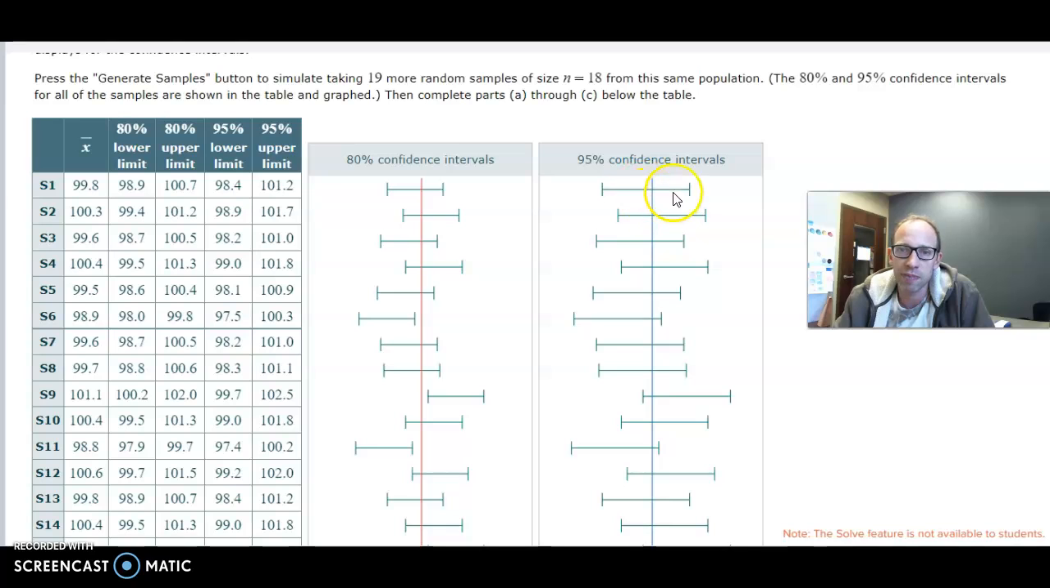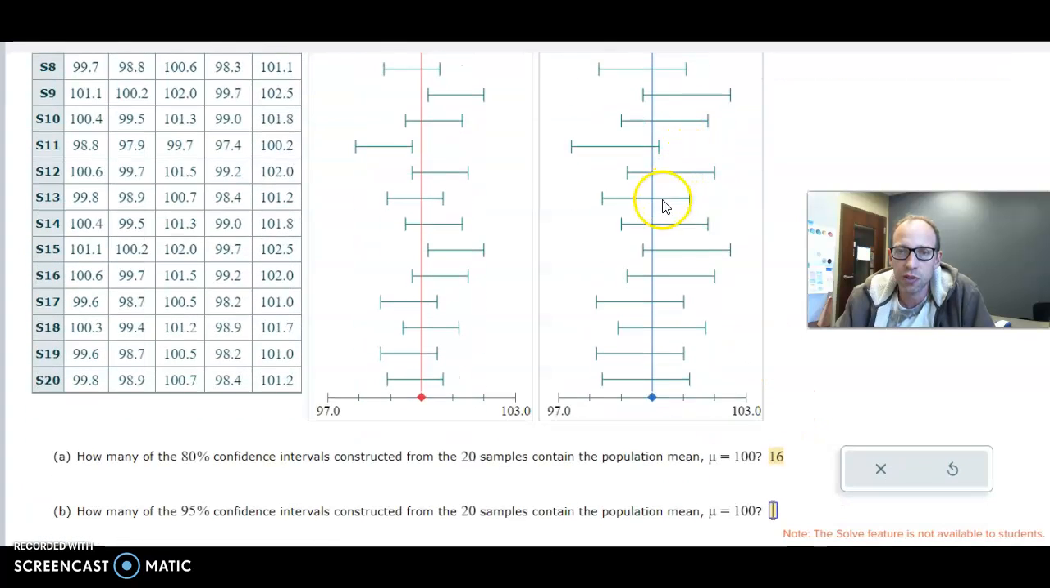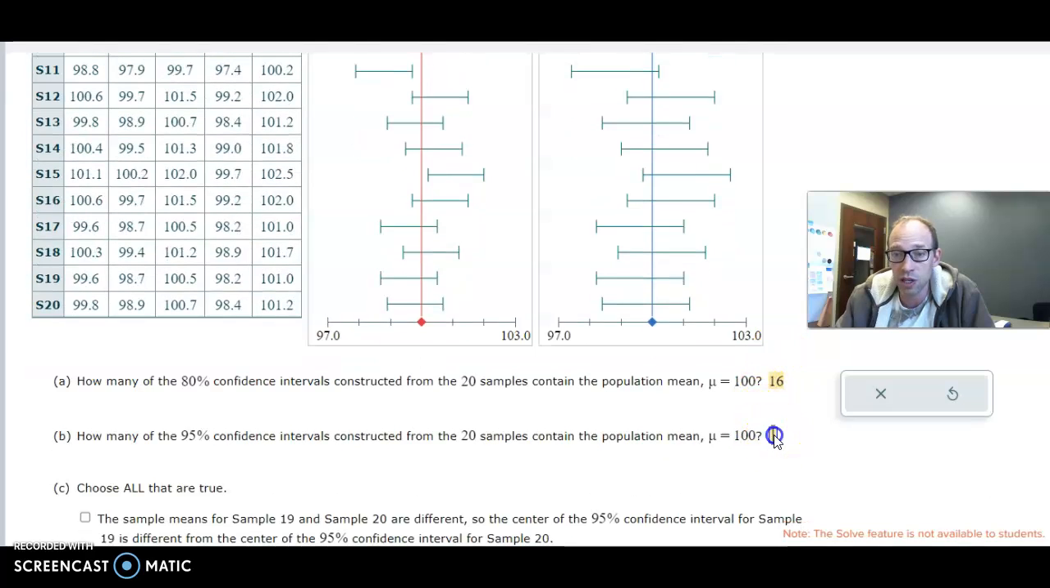Let's check 95%. 1, 2, 3, 4, 5, 6, 7, 8, 9, 10, 11, 12, 13, 14, 15, 16, 17, 18, 19, 20. So there's a case where 95% would be 19 of the 20 catching it, but actually all 20 did. And that's fine. The confidence interval gives you about what percent. In the long run, that's how many percent will catch it. But if we're taking 20 samples, about what percent of those 20 samples will include the population mean.